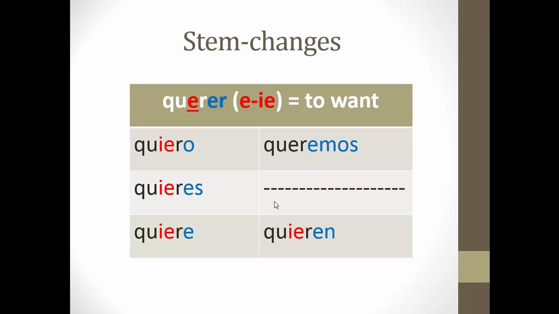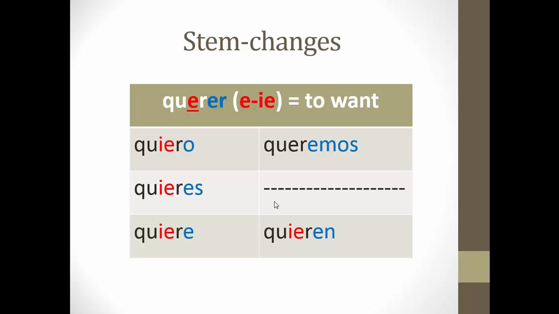The verb querer means to want. It is also an E to IE stem changer. The difference here is that querer is an ER verb. So cerrar being an AR verb will have AR verb endings. But let's notice the endings here, the blue endings. Instead of having A's in place, we have E's.